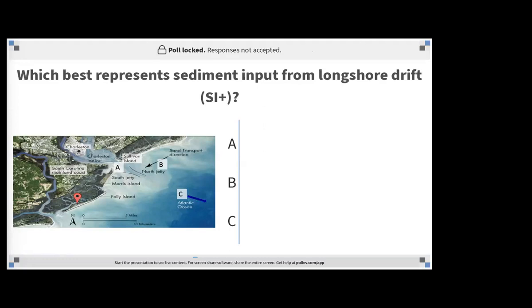And finally, kind of limits your choices. Which one represents sediment input from longshore drift? Everyone. B. Of course it's B. So this is where we're depositing some stuff on the shoreline, but most of the movement and transport is going to be happening just offshore in that wave action, that swash zone. So right there at B.